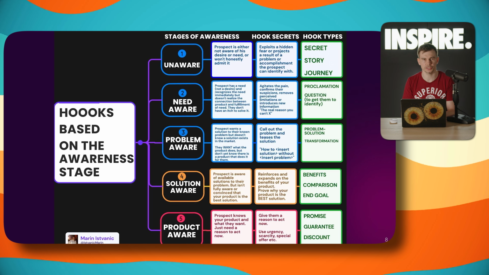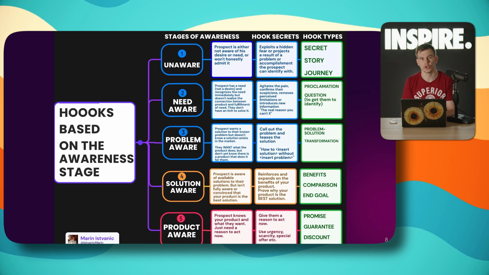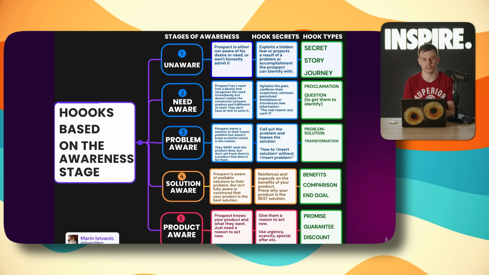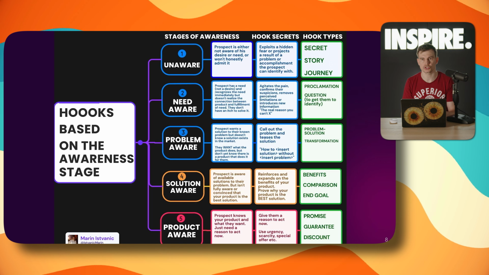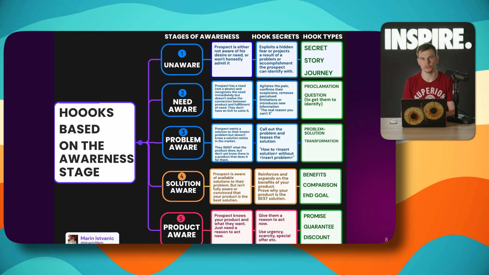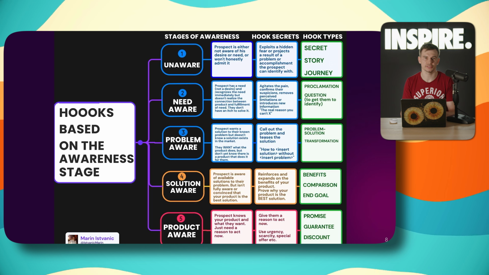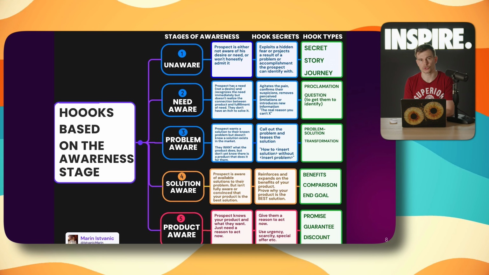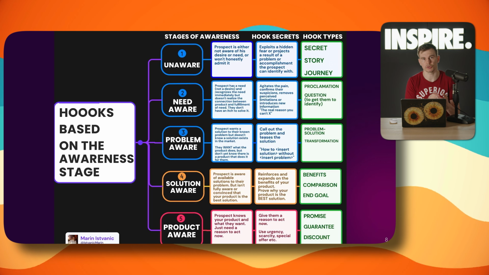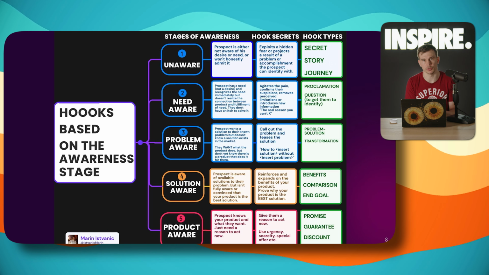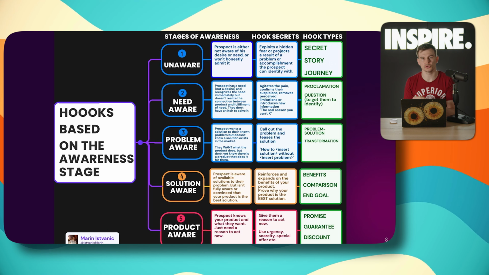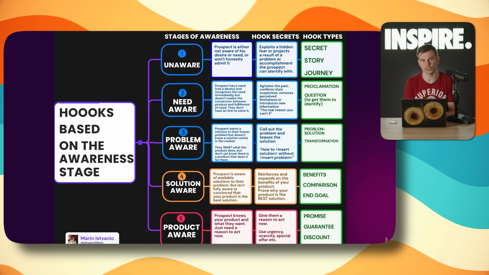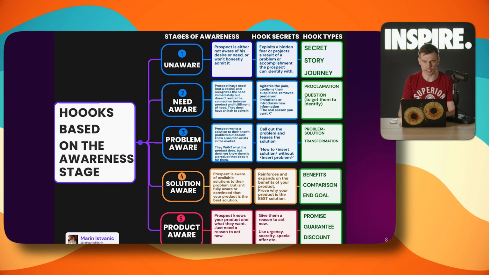So this is a cheat sheet that I built that helps us generate hook ideas based on the awareness stage. If you know Eugene Schwartz and Breakthrough Advertising, you know there are 5 types of awareness. For example, it doesn't make sense to showcase the benefits of your product to someone who doesn't even know he has a problem. So that's why you want to align your messaging to the level of awareness of the audience. We can go through all of these in more detail.